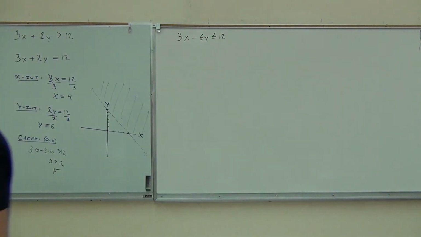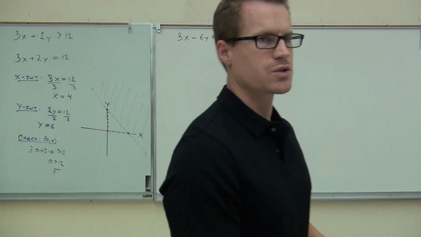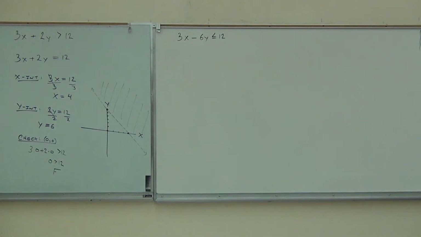So I want you temporarily setting that equal to 0, equal instead of inequality. I want you to find your x and y intercepts, graph them on an xy axis, use the appropriate type of line, check your point and shade. That's the whole process.